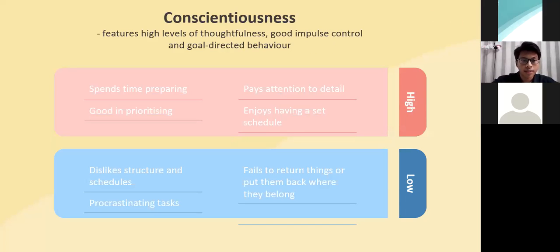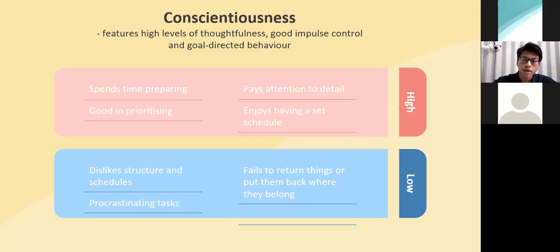The second trait is conscientiousness. So standard features of the dimension include high levels of thoughtfulness, good impulse control, and goal-directed behavior. Those high in this trait tend to be more organized, they spend time preparing, and are very good at prioritizing. They will plan ahead, think about how their behavior affects others, and are mindful of details.